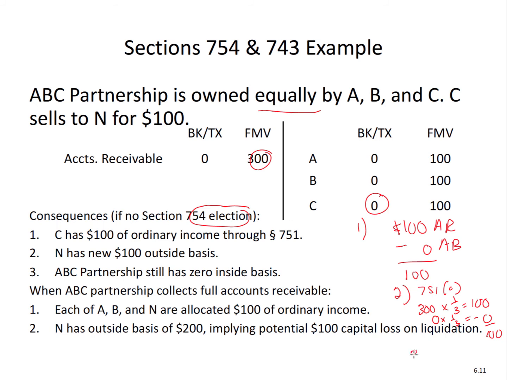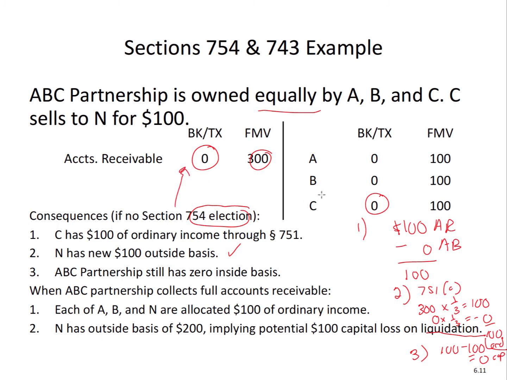And then step 3, we take step 1 minus step 2, 100 minus 100 is 0. So that means there's 0 capital. So this was ordinary, that's step 2. Step 3 is the capital amount, which there's none, so there's no capital gain or loss to C. Now, N has a new outside basis of $100. How? Because that's what N paid. ABC, though, still has a 0 inside basis with respect to accounts receivable because there's no 754 election.